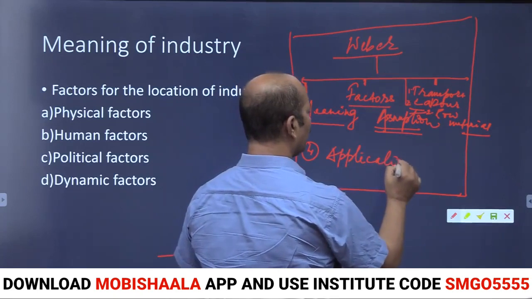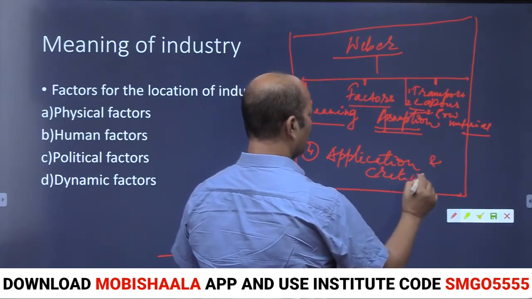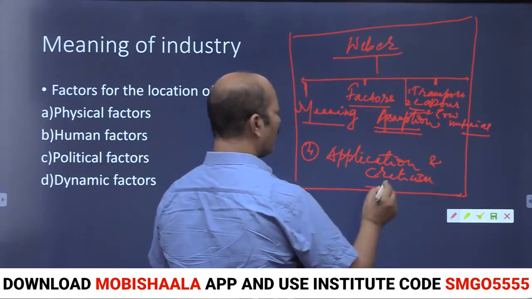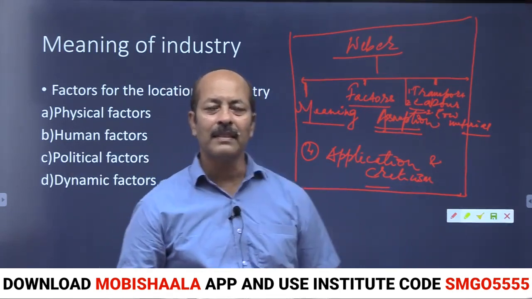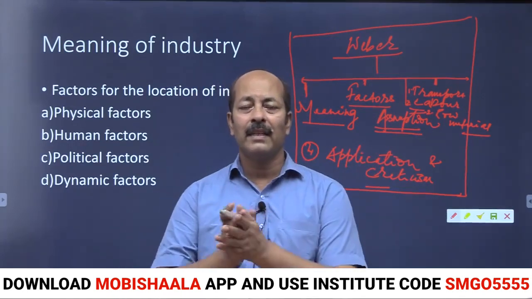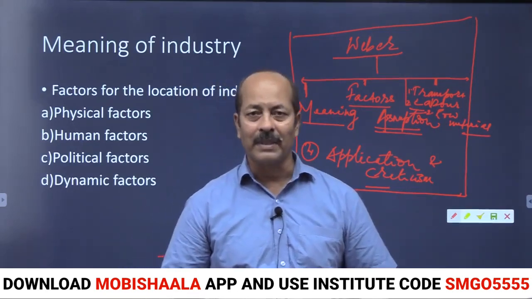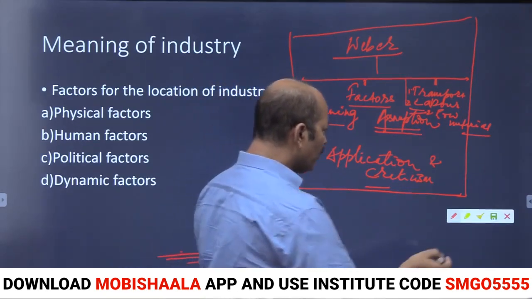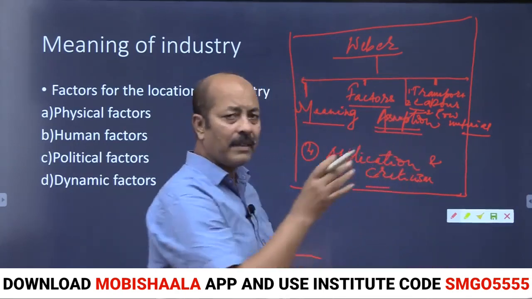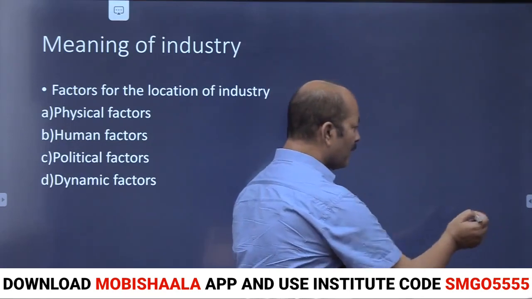Application and criticism of theory, or you can say the conclusion of this discussion. So if you conclude these four areas, you will have a very clear idea about the location theory given by Weber. After writing this area, now you have a clear picture about the contents.